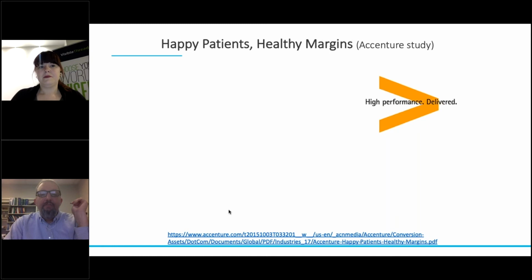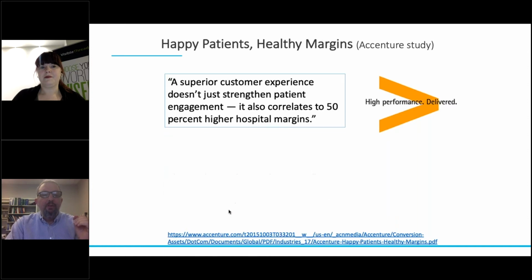This is a 2015 study from Accenture called Happy Patients, Healthy Margins. If you're ever trying to convince some of the accountants or the C-suite to move things your way, this is good for you. Let's pull the animation up a little bit. Here's a quote from the report: a superior customer experience doesn't just strengthen patient engagement, it also correlates to 50% higher hospital margins.